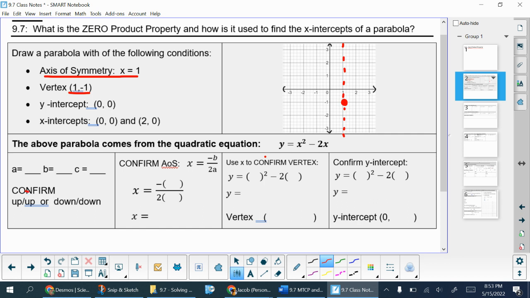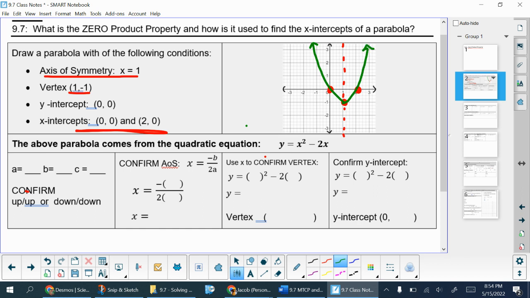Its y-intercept is 0, 0, which means because this is symmetric, it's 1 unit away from the axis of symmetry. We'll go 1 unit away in the other direction. And that gives us our two x-intercepts right there. So we've got our shape of our graph like that going on.